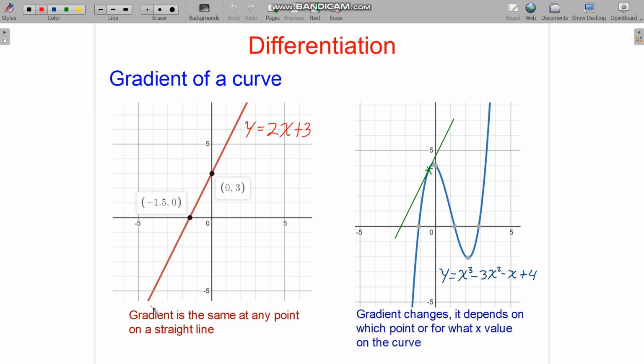So if we have a straight line, the gradient at any point on the line is exactly the same. In this case, the gradient is simply m, from y equals mx plus c. But if we have a curve instead of a straight line, well then the gradient changes. It depends at which point on the curve we are looking for the gradient. So how do we find the gradient for the curve?